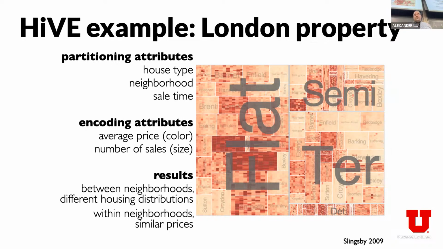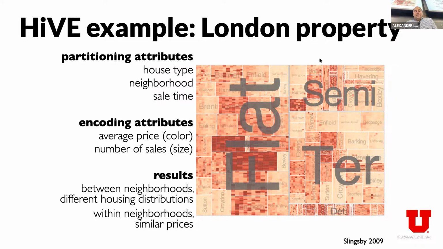So what we're looking at here is London properties. The first partitioning type here is the house type. Is it a flat? Is it a semi-detached house, or is it a terraced house? Then the next one is the neighborhood. You can't see this very clearly, but there are labels here for the neighborhoods. And the third one is the sale time, so within these, it's also ordered temporally.